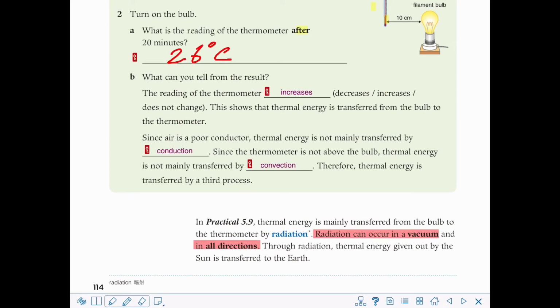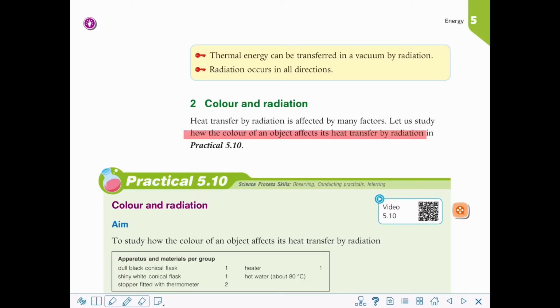In practical 5.9, thermal energy is mainly transferred from the bulb to the thermometer by radiation. Radiation can occur in a vacuum and in all directions. Through radiation, thermal energy given out by the sun is transferred to the earth. A short summary. Thermal energy can be transferred in a vacuum by radiation. Radiation occurs in all directions.